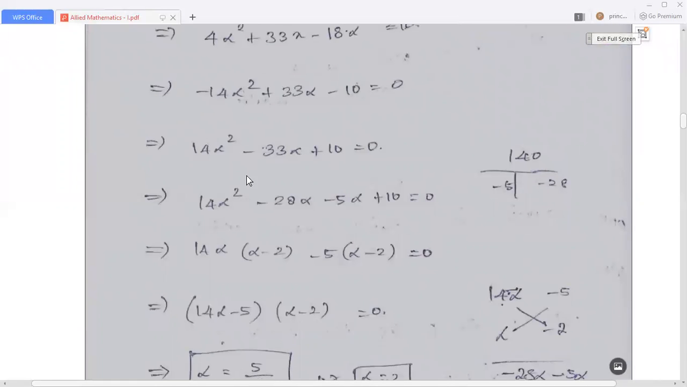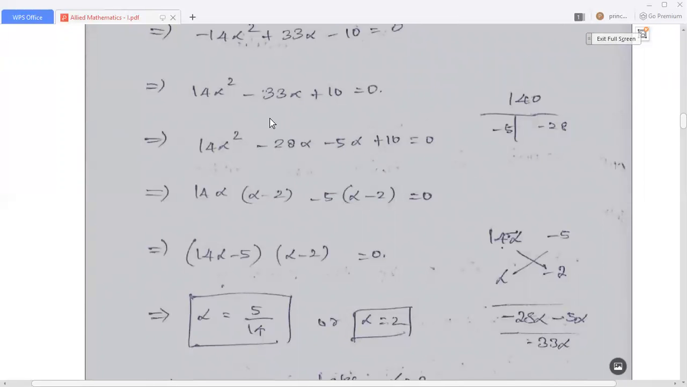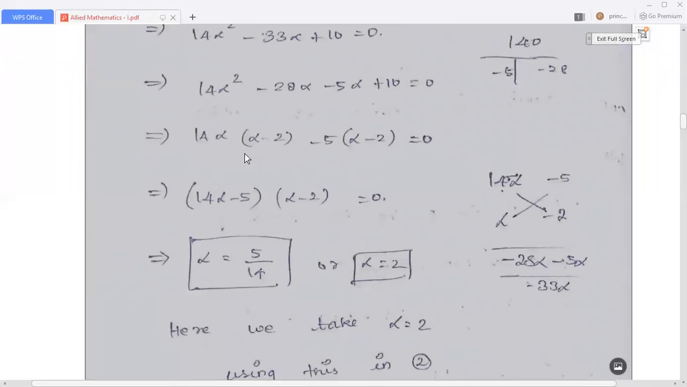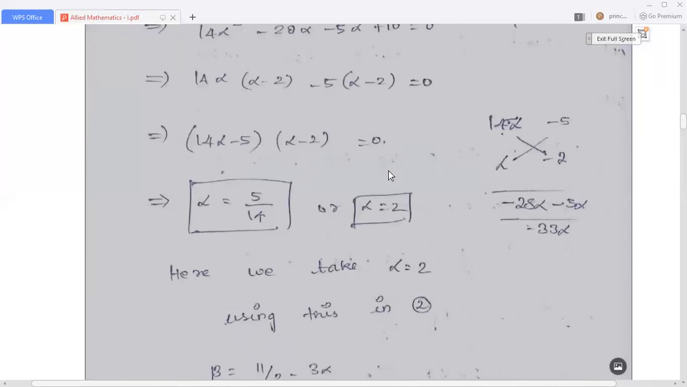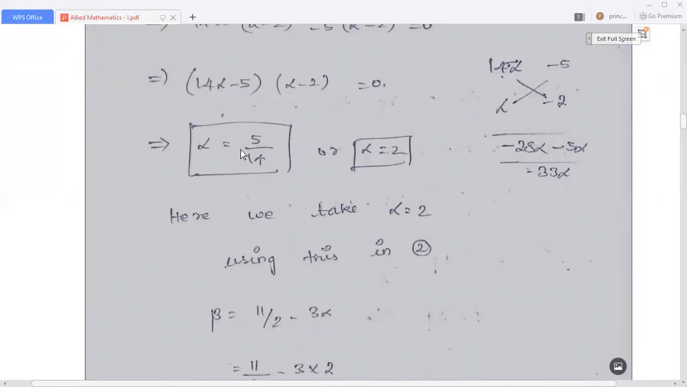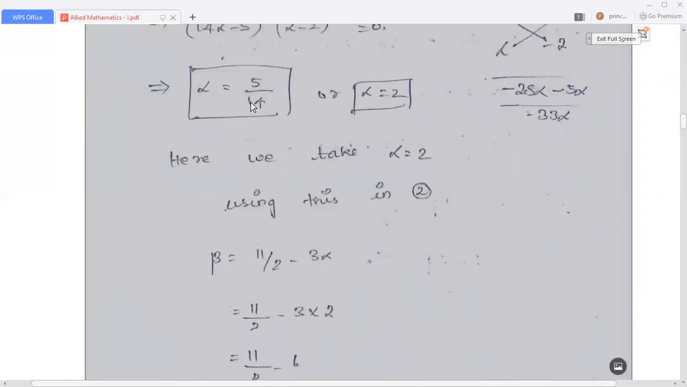When you simplify this, we get a quadratic equation, that is 14 alpha square minus 33 alpha plus 10 equal to 0. Now we solve this quadratic equation using the factorization method. Here we get 14 alpha minus 5 into alpha minus 2 equal to 0. So we get alpha equal to 5 by 14 or alpha equal to 2. So here we avoid this fraction value 5 by 14 for alpha. We take alpha equal to 2.